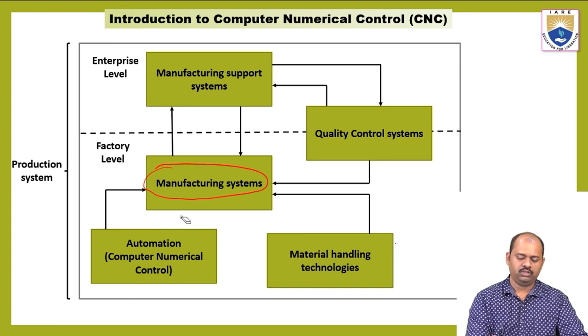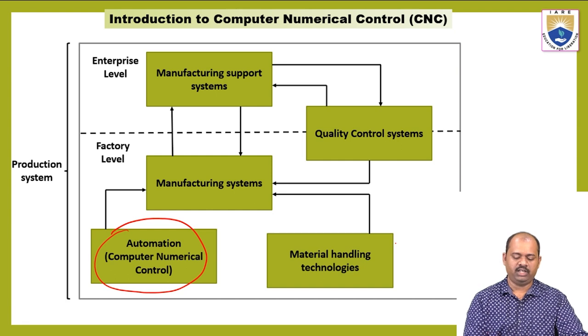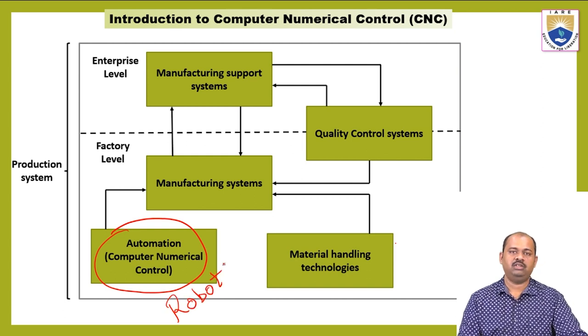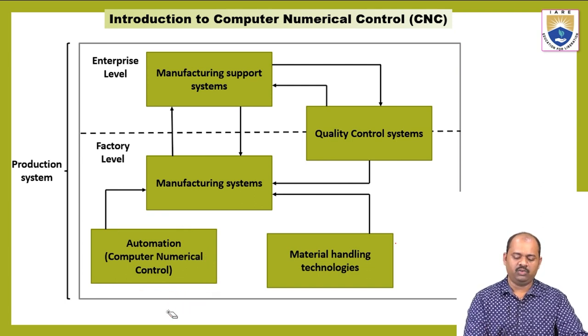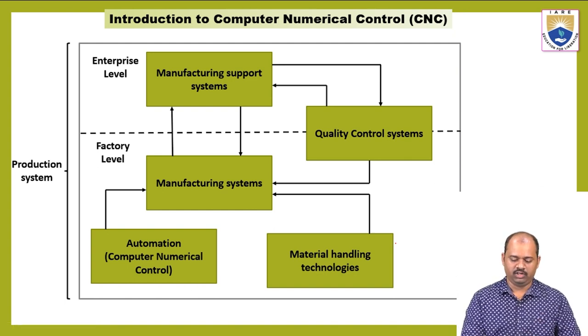So we can use automation for doing these three processes automatically with the help of a computer control or a robot. Robots are also a very important part of automation. Robots can also be used for doing all these operations. Rather, we can call this automation only. So robots are also a kind of automation.